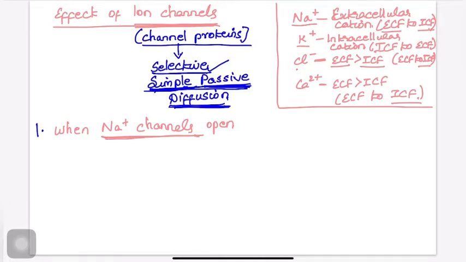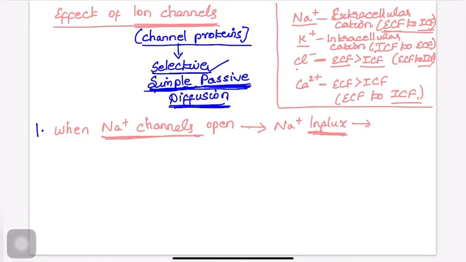As we already saw, the concentration gradient of sodium is from ECF to ICF, right? So when sodium channels open, what occurs? Sodium influx occurs. What does influx mean? Flux is nothing but movement of ions, and in means inside. So influx occurs, and sodium will move inside the cell.